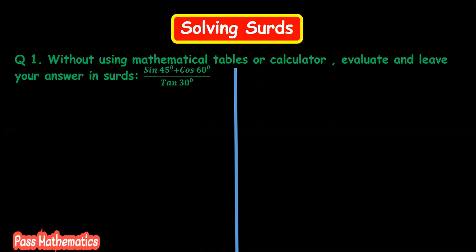Question number 1 says, without using mathematical tables or calculator, evaluate and leave your answer in surds. That is (sine 45 degrees plus cos 60 degrees) divided by tan 30 degrees. So we are going to solve this problem without using mathematical tables or calculators. So let's tackle the problem and get the answer.